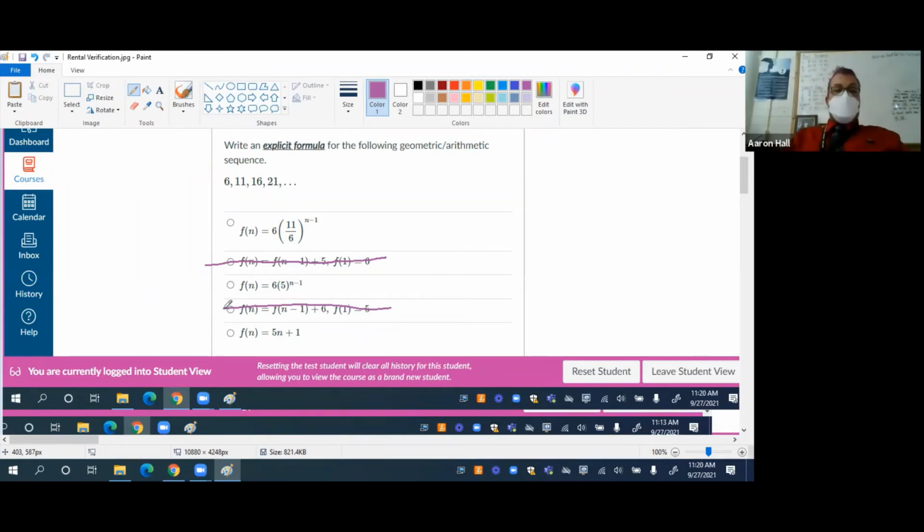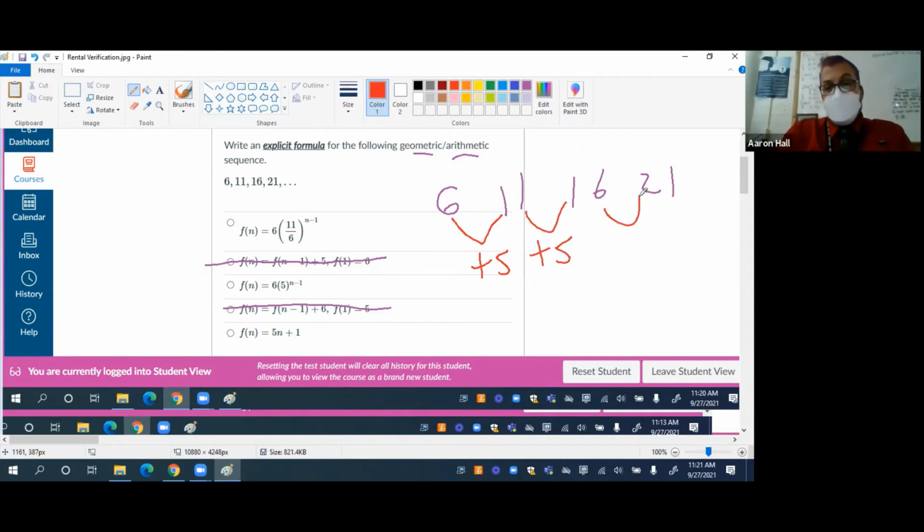They are not explicit. All right, what kind of sequence do we have here? Is this arithmetic or geometric? When I have 6, 11, 16, 21, how am I getting to the next term? Adding 5. Okay, adding 5 plus 5 plus 5. So what we could do is go back to the 0. So this is my first term. Here's my second term. Here's the third term. Here's the fourth term.